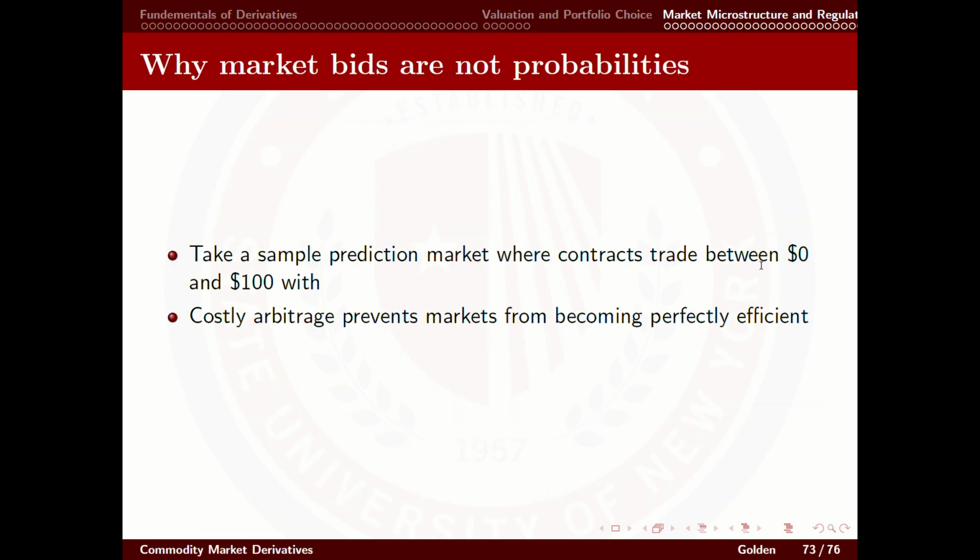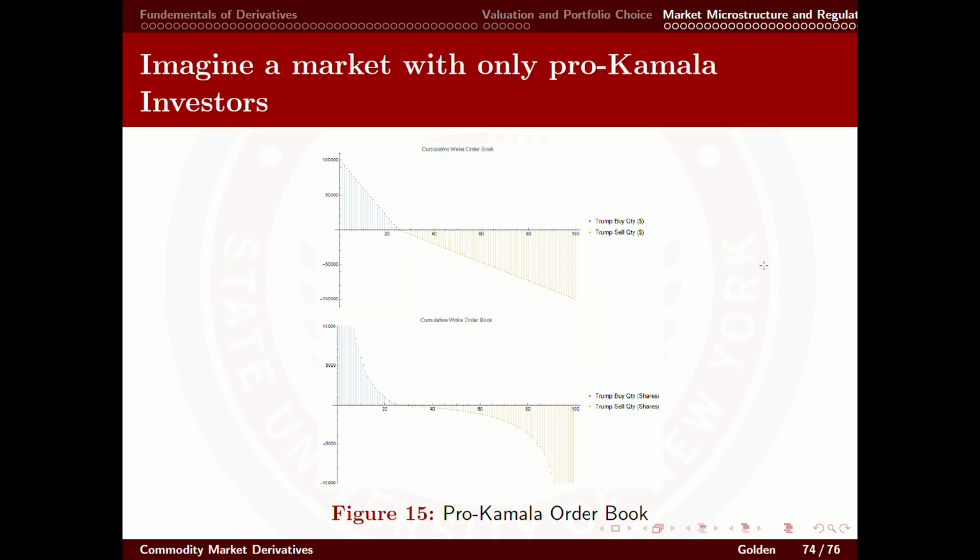Take a sample prediction market where contracts trade between 0 and 100, with a bunch of different traders, some of whom believe one thing, some of whom believe the other. So some of them have a really high probability for an event, some of them have a low probability. Costly arbitrage prevents the market from becoming perfectly efficient. In this case, let's assume that we have some pro-Kamala traders, and there are more pro-Kamala traders than pro-Trump traders, and we have some pro-Trump traders. The pro-Kamala traders believe that there's a low chance for Trump to become president. I didn't make this example. I got it from a very good blog that we'll try to link in the comments of this video.